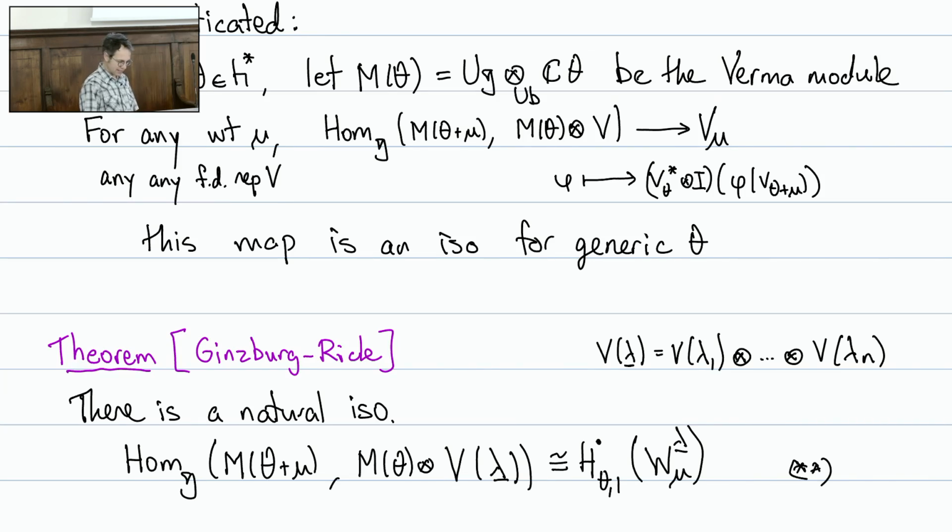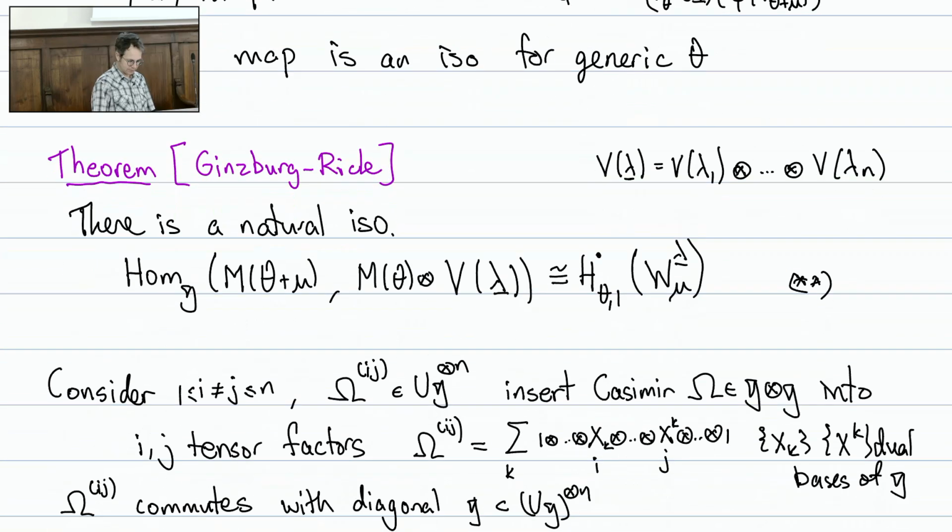So we were saying that this is equal to the mu weight space in this tensor product. And now, using this idea, I'm going to replace it with this Hom. This result of Ginzburg-Riesz actually tells us that we have a natural isomorphism like that. So it's a fine thing to do to work with this instead. But for generic theta, they're the same. The left-hand side is the same as that weight space.